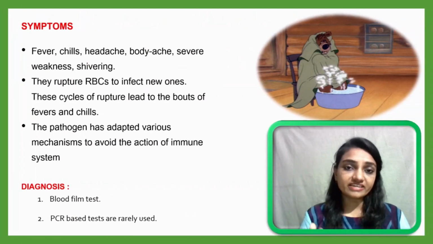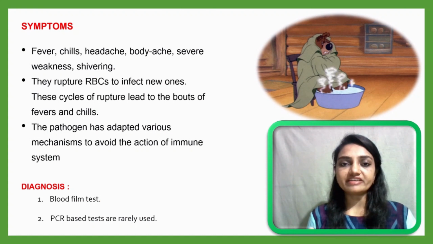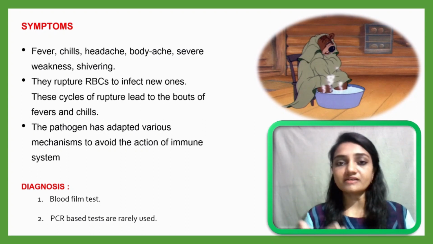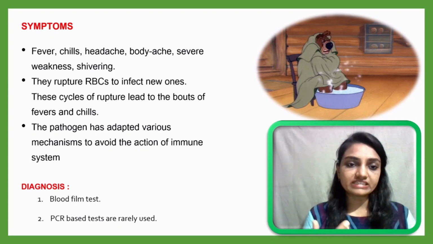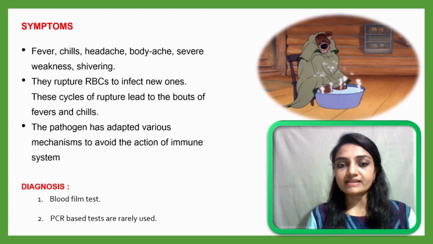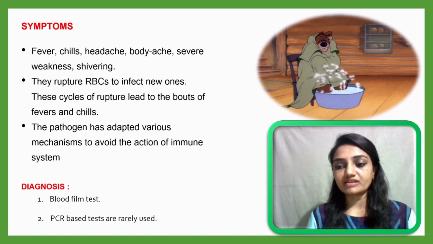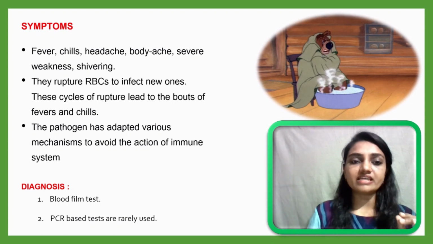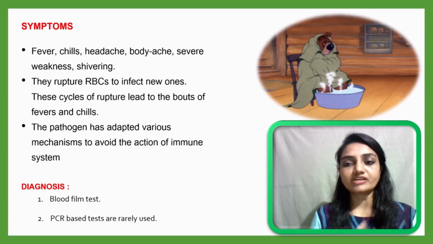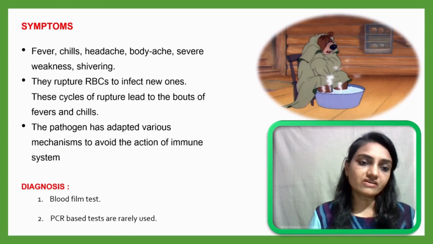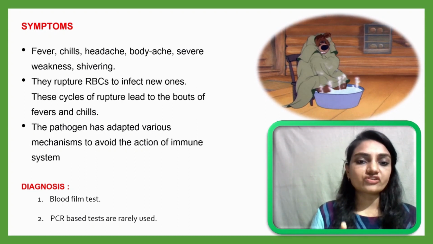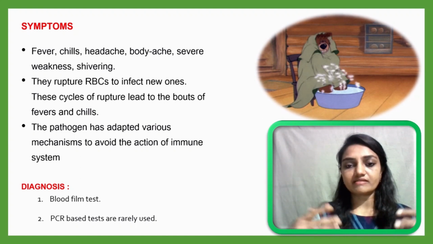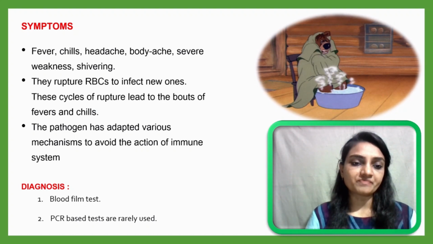So after learning about the life cycle of Plasmodium, let me explain which symptoms develop after infection of Plasmodium inside the human. Fever and chills, headaches, body aches, then severe weakness and shivering. A fever with shivering is very common, a very indicative sign that the person is suffering from malaria. The parasite ruptures RBCs to infect new ones. This cycle of rupture leads to bouts of fever, meaning a recurrent fever will appear along with chills.